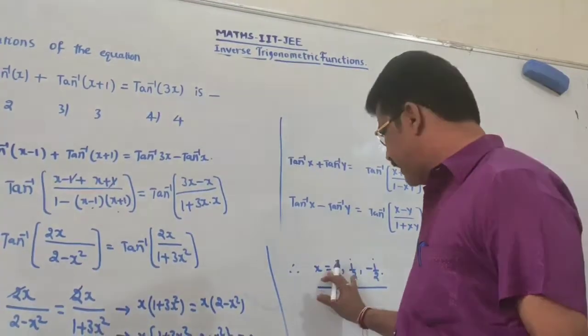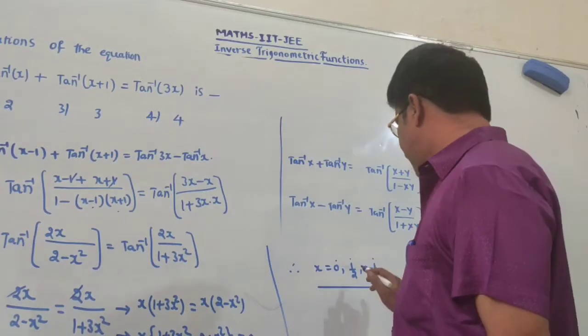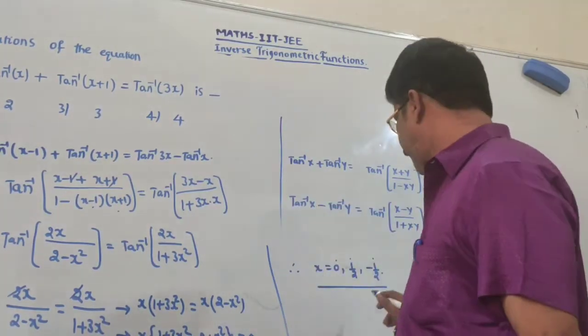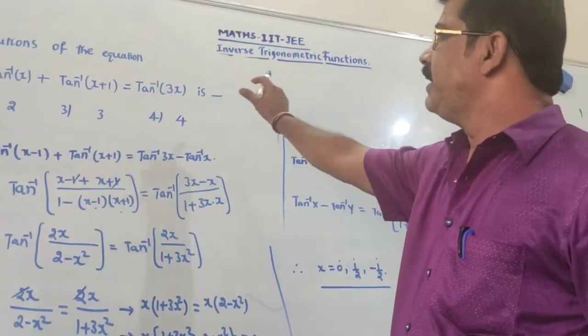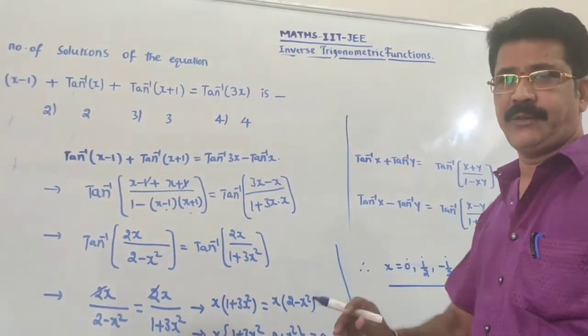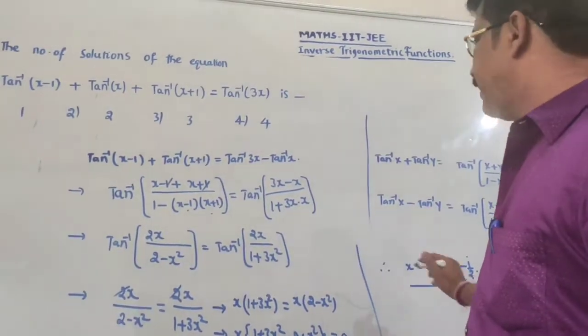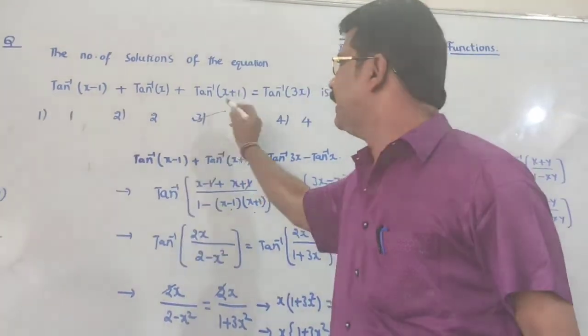But here, x equal to 0 is satisfied, x equal to 1 by 2 is satisfied, and x equal to minus 1 by 2 also satisfies the given equation. You can verify this at home. Therefore, the number of solutions is 3.